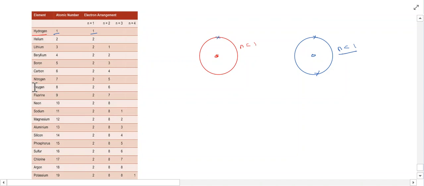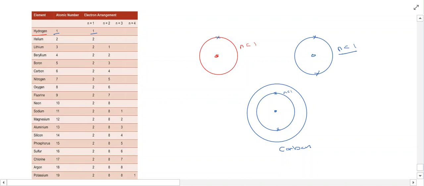Then if we move down here and look at carbon, let's draw carbon. Carbon has 2 energy levels. Imagine these are the 2 energy levels. We have the nucleus, so this is carbon. The first energy level, n is equal to 1, can store 2 of the electrons.